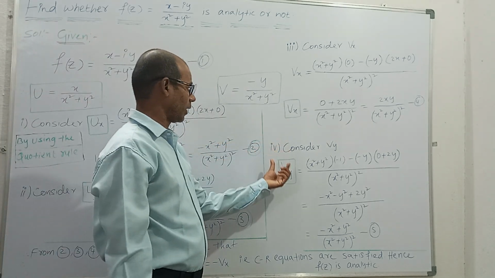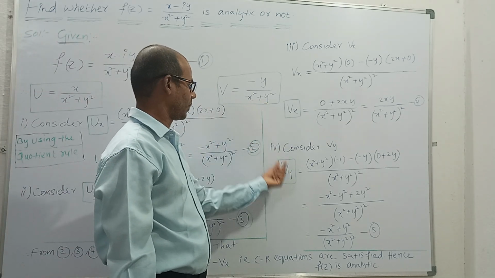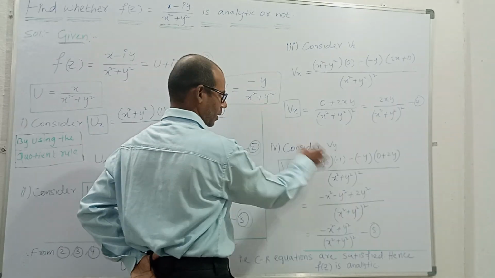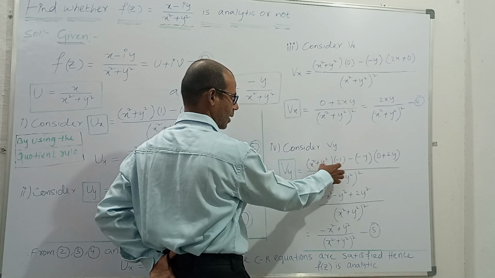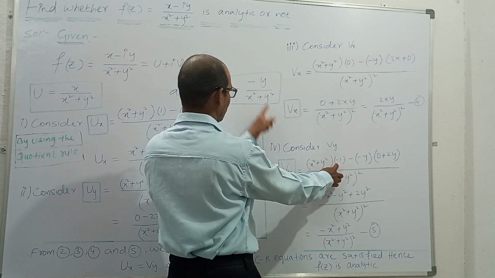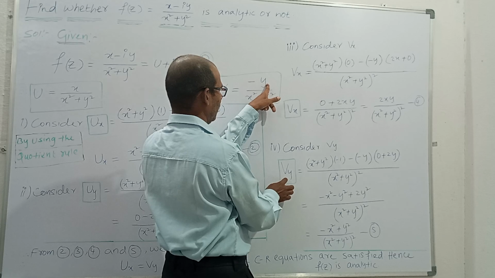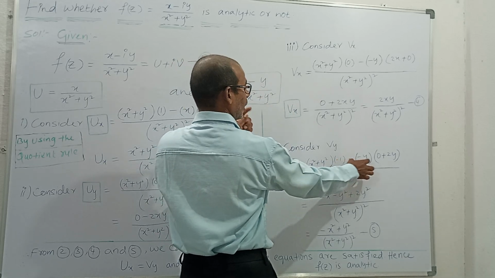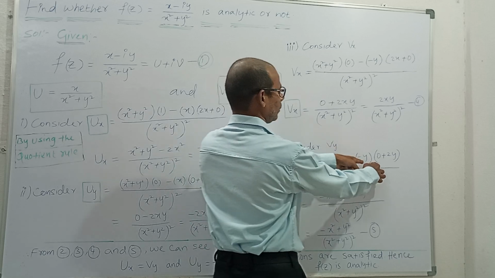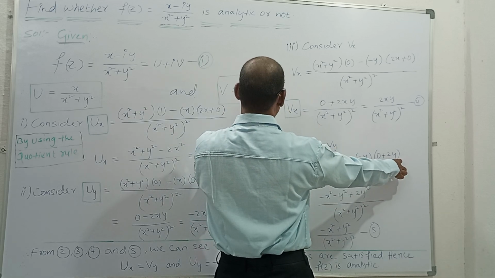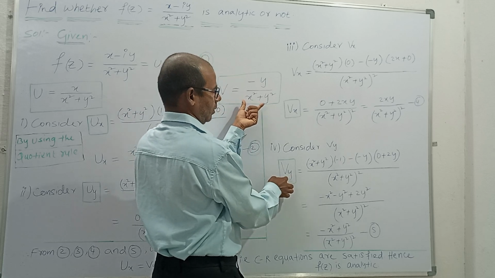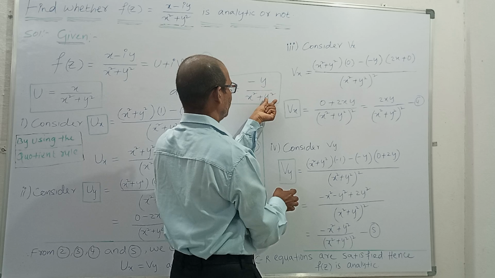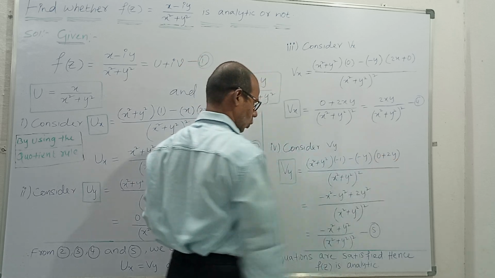Now let us find out the partial derivative of v with respect to y. So same, you have to use the quotient rule, denominator square, denominator times the partial derivative of numerator with respect to y. So partial derivative of minus y with respect to y will become minus 1 minus numerator into partial derivative of denominator with respect to y. So partial derivative of x square with respect to y will become 0, partial derivative of y square with respect to y will become 2y.